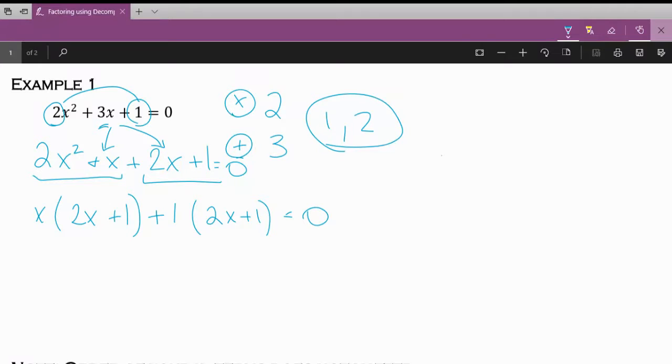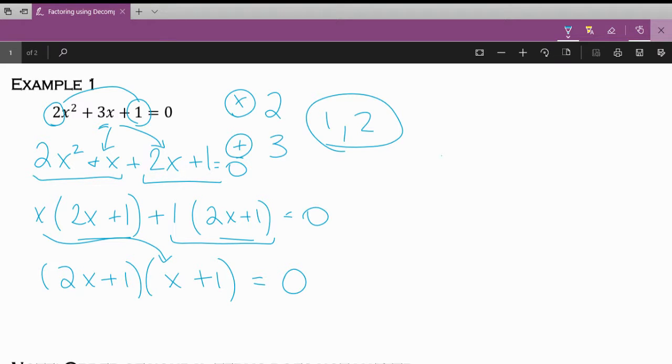Now I'm going to common factor one more time. I'm going to look at all my terms and say the brackets are the same. So I'm going to factor out a bracket, and what's left over will go in the other bracket. If I remove the 2x plus 1, it's the x that's left over. And in my second term, if I remove that 2x plus 1, I have a plus 1 left over. And that's equal to 0.